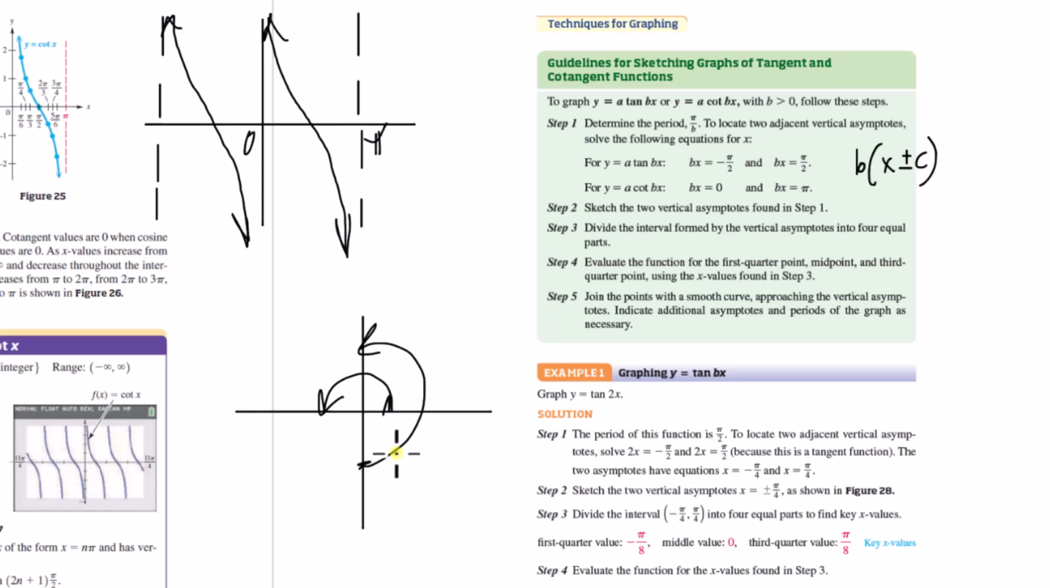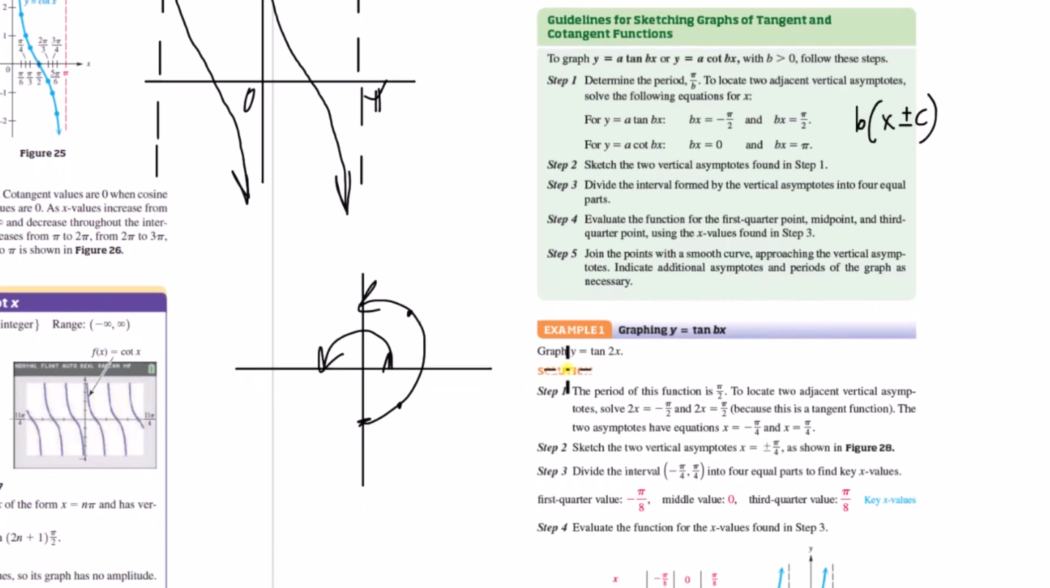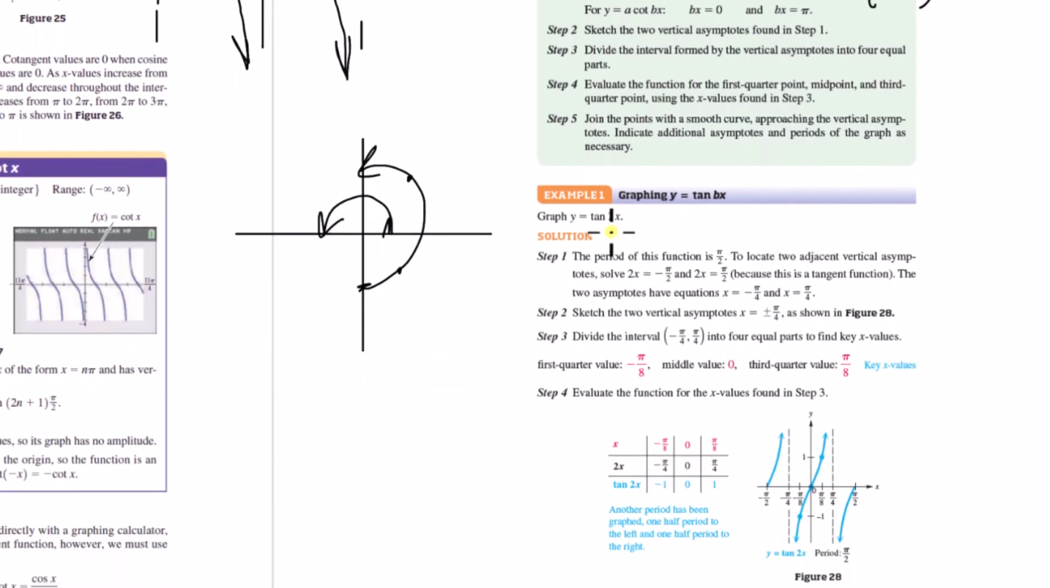So they're saying evaluate the quarter points too, just to help you with the shape of the curve, and then join the points with a smooth curve approaching the vertical asymptotes. Indicate additional asymptotes and periods of the graph as necessary. Oh yeah, so we'll copy and paste, like we did with the period, the asymptotes up and down the curve once we've drawn one period. So yeah, okay, y is equal to tangent 2x.